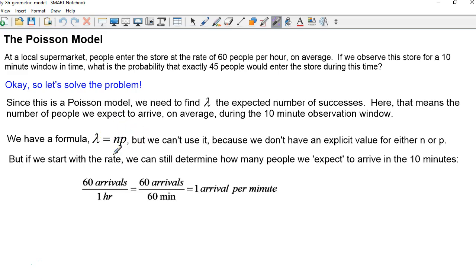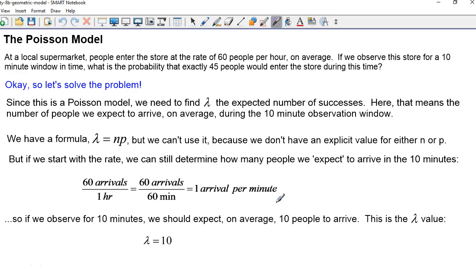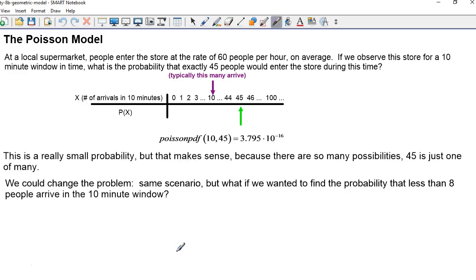Okay, but if we start with the rate that we know, there are 60 arrivals per hour, which is the same as saying there are 60 arrivals in 60 minutes. That's the same as saying we have, on average, 1 person arriving per minute, right? So if we observe for a 10-minute window, we should expect, therefore, 10 people to arrive. If typically 10 people would arrive, then that's our lambda value. Lambda is 10 people.